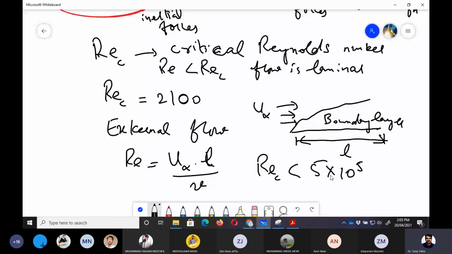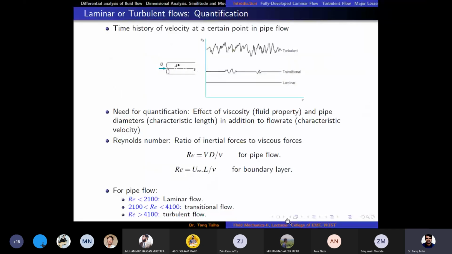It is basically because the dynamics of the internal flow and external flow are completely different. So the value of critical Reynolds number is also significantly different for internal flows and external flows, right?